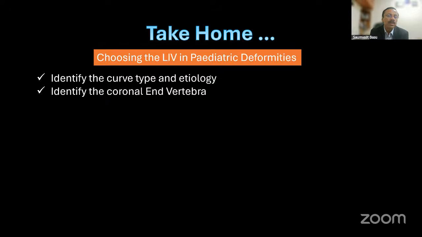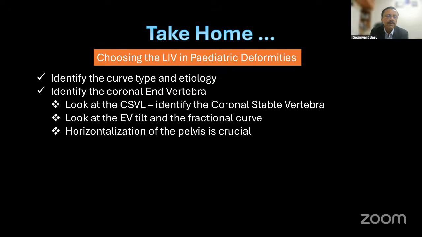Identify the coronal end vertebra. If you're really doing a scoliosis, you must identify the coronal end vertebra. Look at the CSVL, identify the coronal stable vertebra. Look at the EV tilt and the fractional curve below it. As I told you in one of the examples, many times you will have to leave the LIV a little bit tilted so that the fractional curve below it can correct, but still you have two lumbar functioning discs. Horizontalization of the pelvis is crucial.